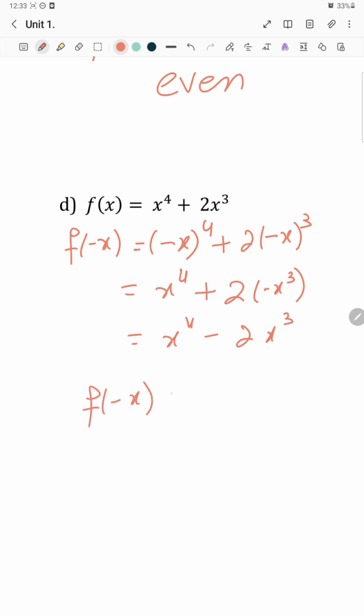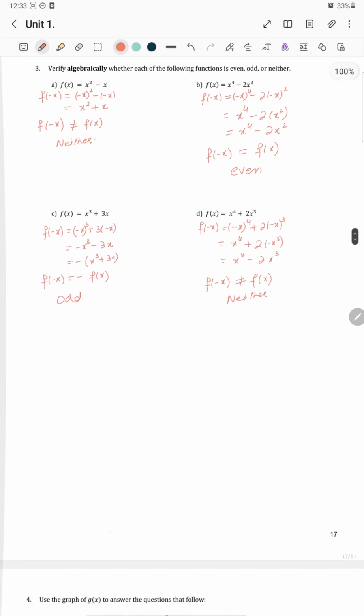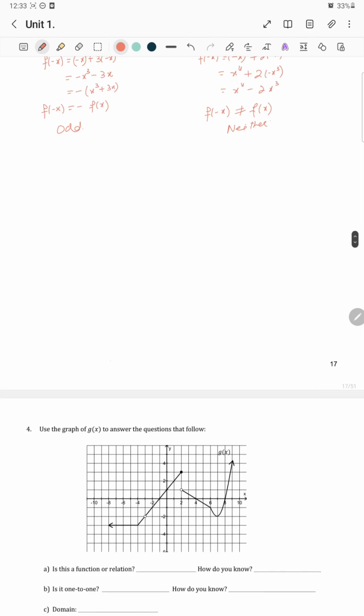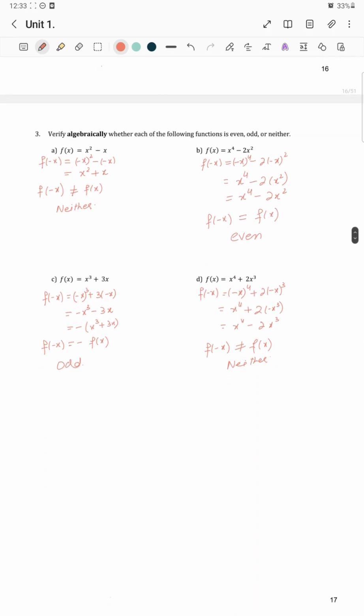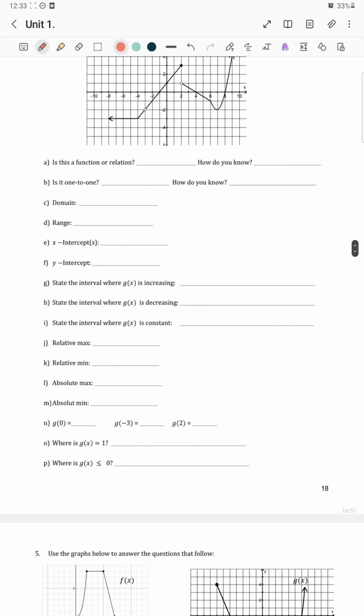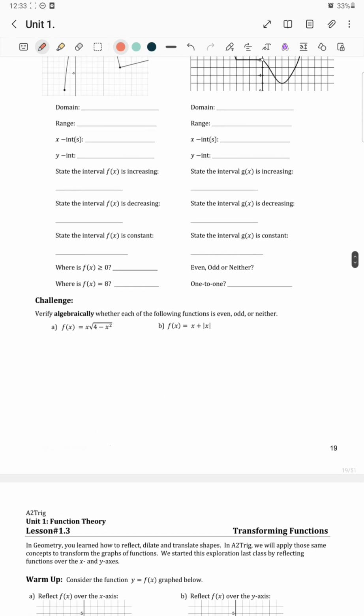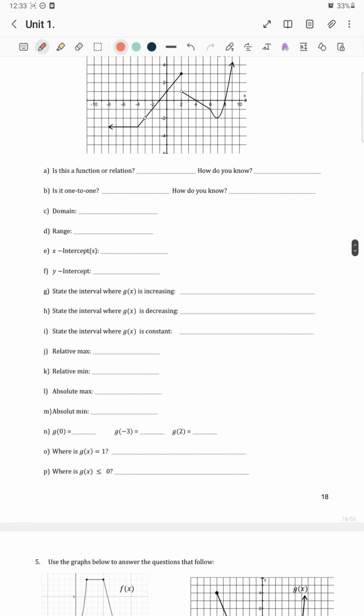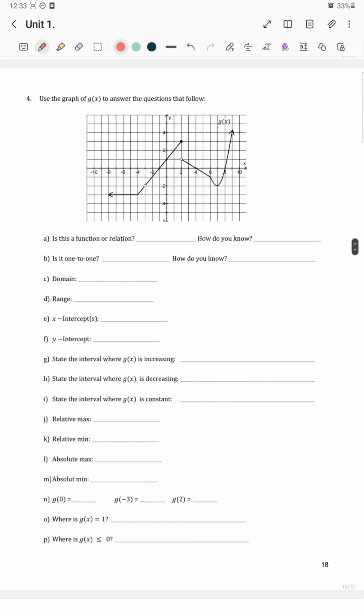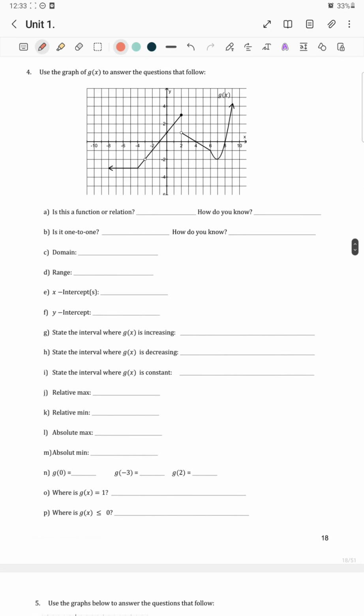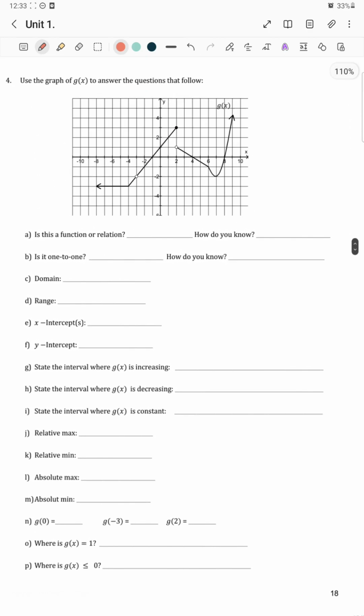f of negative x is not equal to f of x, so neither. Okay, coming to question number 4. Use the graph of g of x to answer the following questions. Is this a function or a relation?